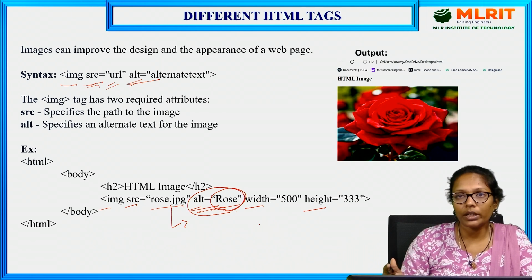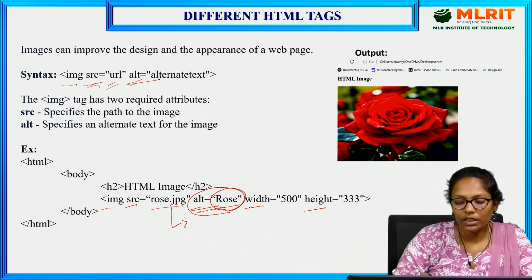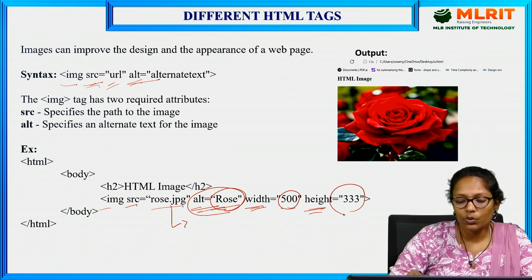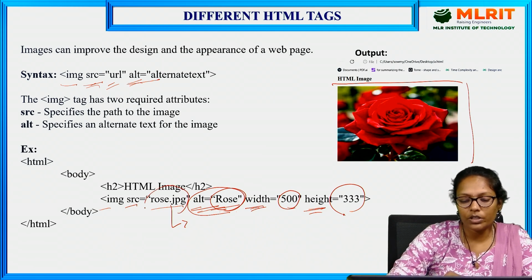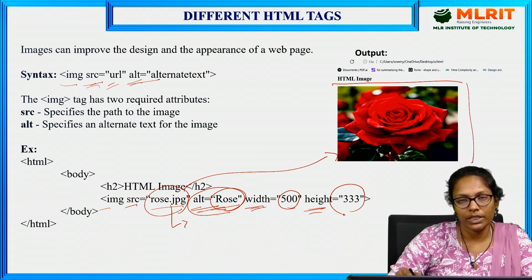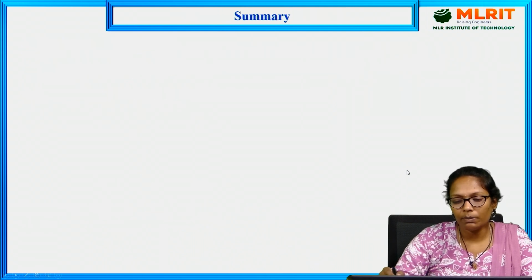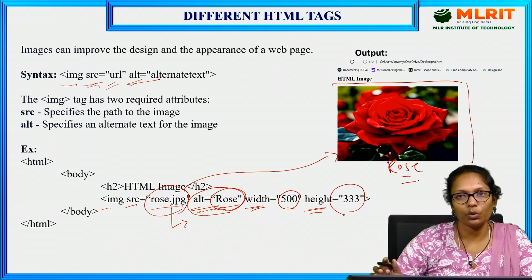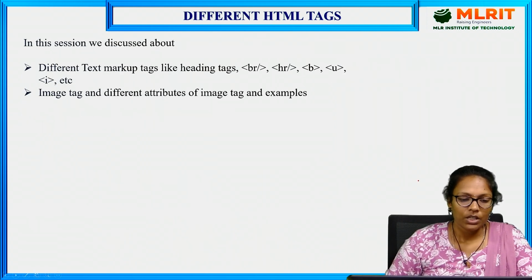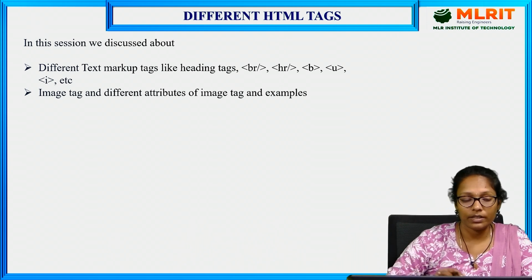If you want your image within a specified width and height, you can mention that: the width I'm giving as 500 pixels and the height as 333 pixels. With that width and height, a box will be created, and within that box, whatever image rose.jpg is, that will be placed. If the image is not available in your system, this box will contain just a message called rose.